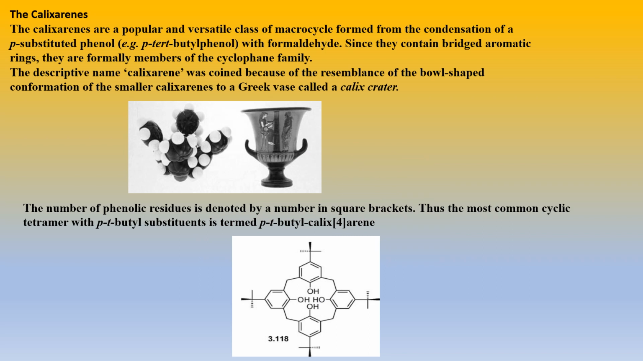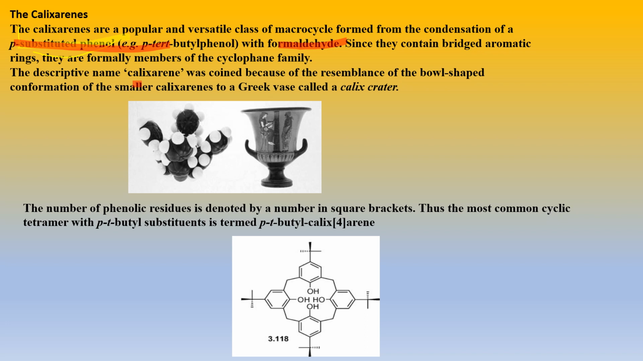So the Calixarenes are a group of macrocyclic supramolecules, which are formed by the condensation reaction between para-substituted phenol and formaldehyde. So it is more or less like a bridged aromatic ring. Since it is bridged aromatic rings, they come under the category of the cyclophane family.